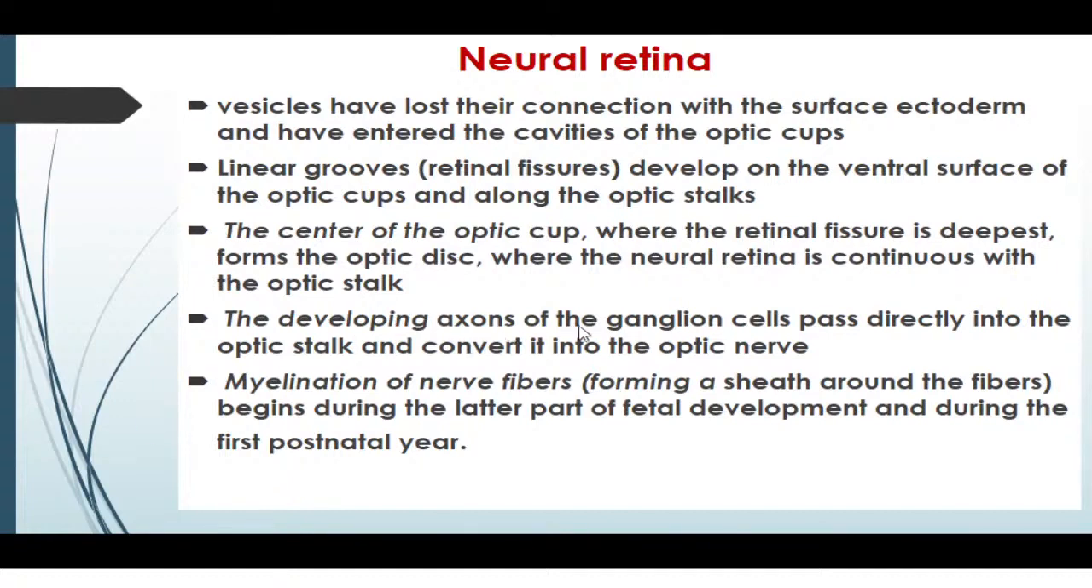The developing axons of the ganglion cells pass directly into the optic stalk and convert it into the optic nerve. Myelination of nerve fibers, forming the sheath around the fibers, begins during the later part of fetal development and during the first postnatal year. So the formation of the eye continues after childbirth. Many people don't understand that when a baby is born, he recognizes father and mother by scent, by olfactory senses, but does not see well. Vision is not completely developed and continues to develop during the first year of life.